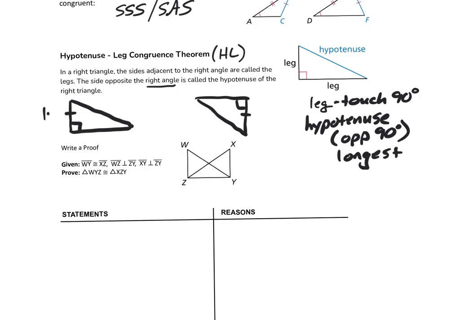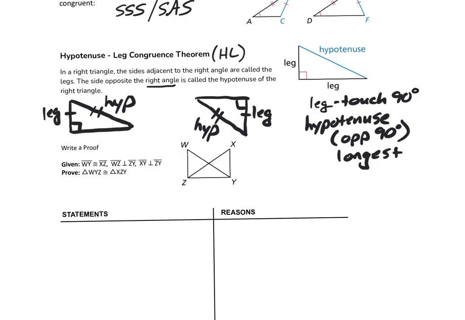I can mark these 2 as being congruent. These 2 would be the legs. And then I could mark these 2 as being congruent. And these 2 would be the hypotenuse. Okay. So this then would be hypotenuse leg, because we have 2 pieces that are congruent plus a 90-degree angle. And so we call this the HL theorem.